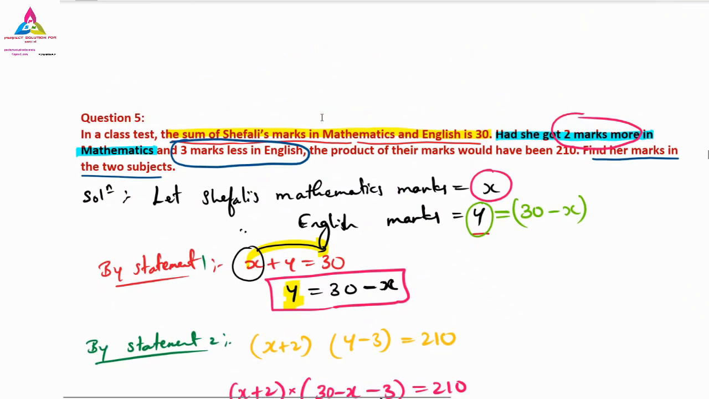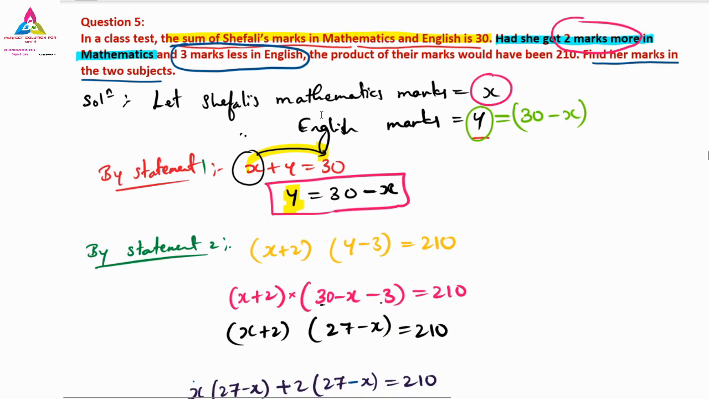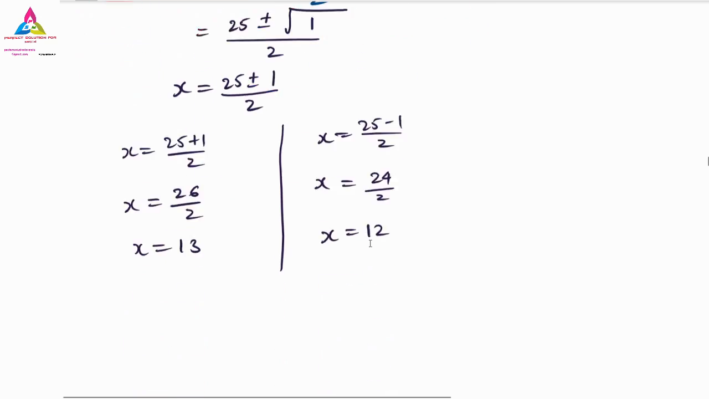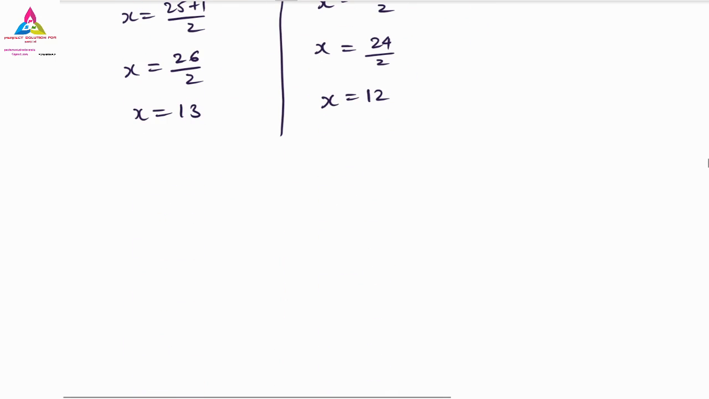The question was: Shifali has scored marks in math and English. She has scored 30 marks in both the subjects. So one we have taken as x and the other as y, that is 30 minus x. So let us substitute that value and we will find which is the correct answer. So we will write it down. I will make it two halves here.